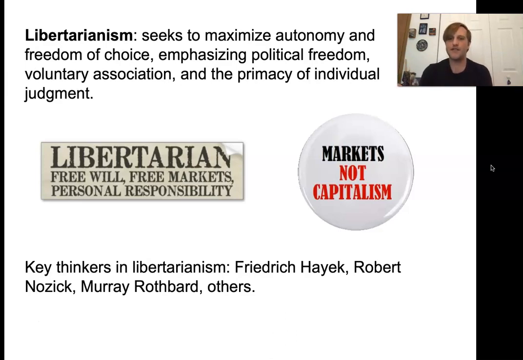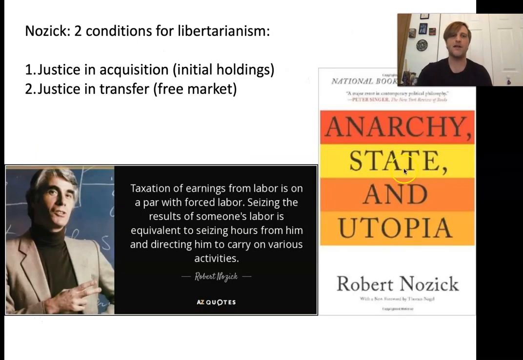And sometimes you see libertarians argue that what we need is markets, not capitalism. And sometimes being critical of the current structures of capitalism, the corporate capitalism and so on, although there's a lot of disagreement and different ways in which you can conceive of libertarianism. So we'll just go over some of the classic theories.